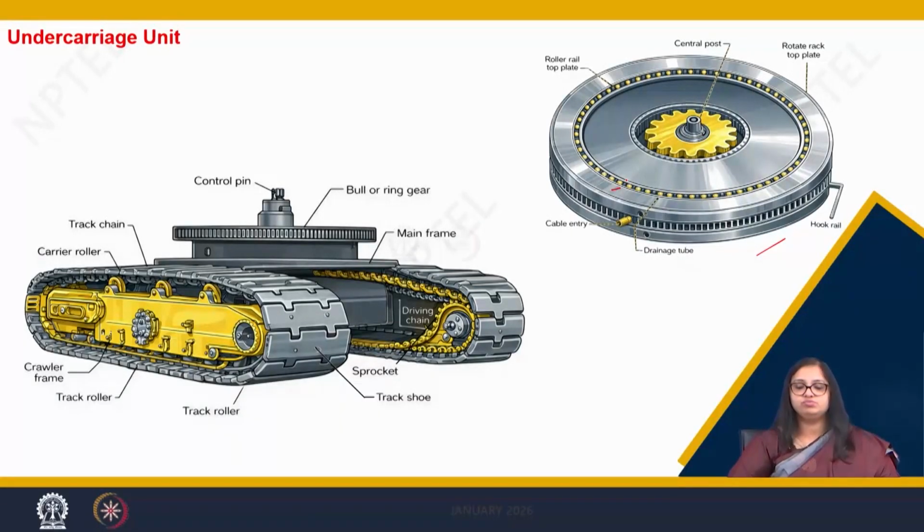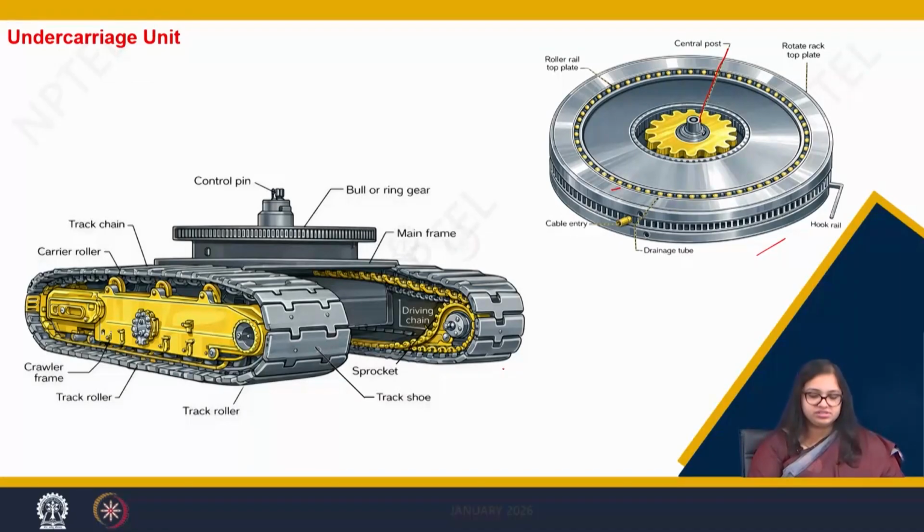So, due to this ball race, ball and bearing that we see in this complete ring gear or the bull gear, that helps in the smooth swiveling of the turntable. Now, there is a central post you can see onto which the superstructure is mounted. So, this mechanism helps in the smooth swiveling of the complete machine.